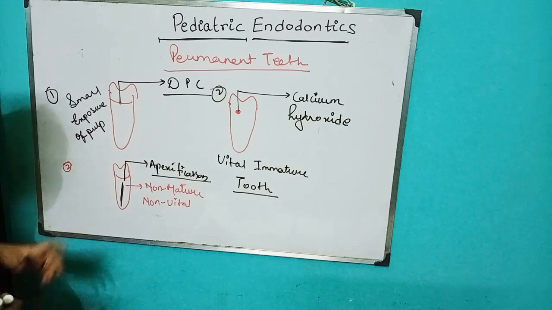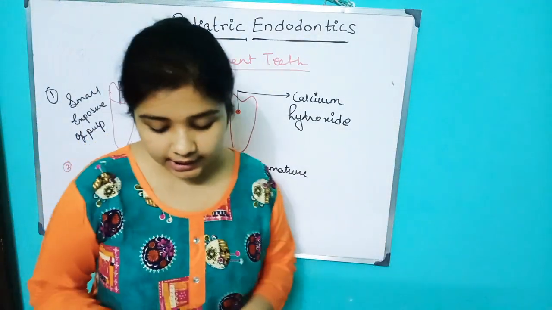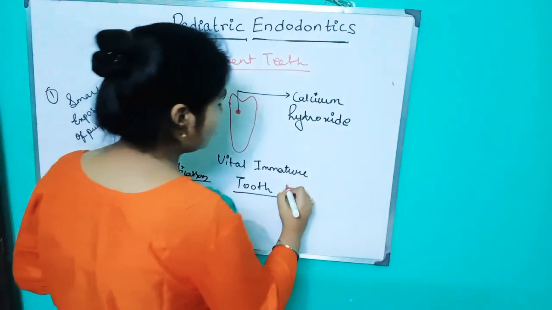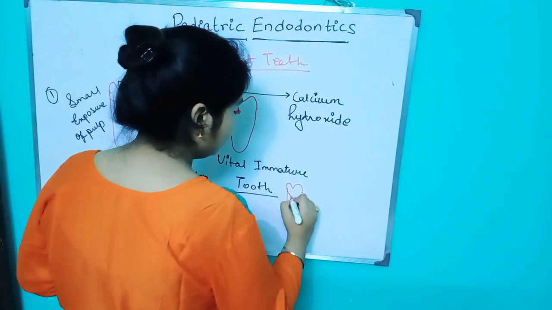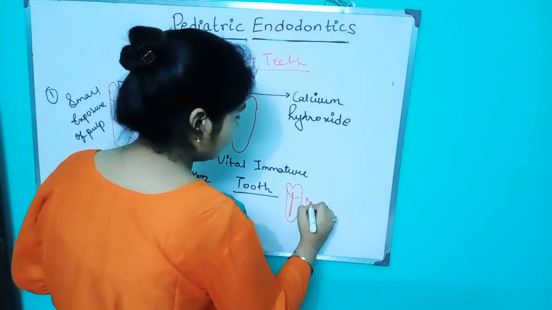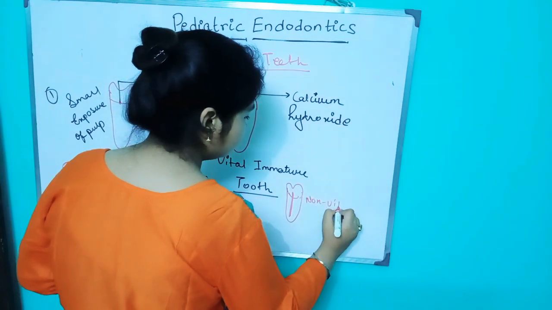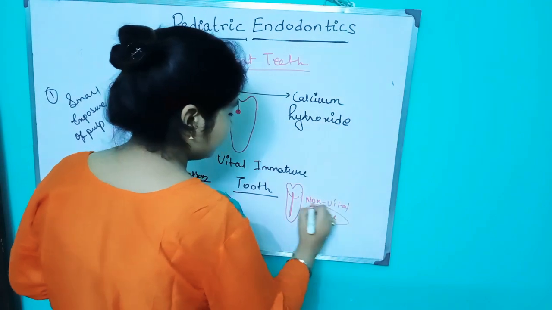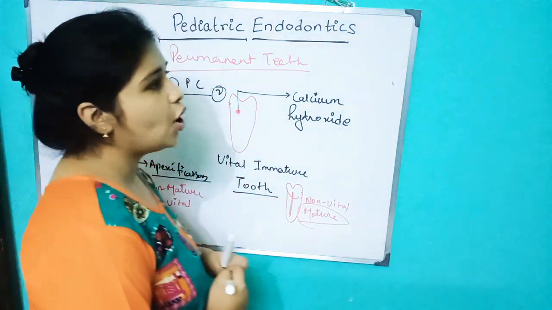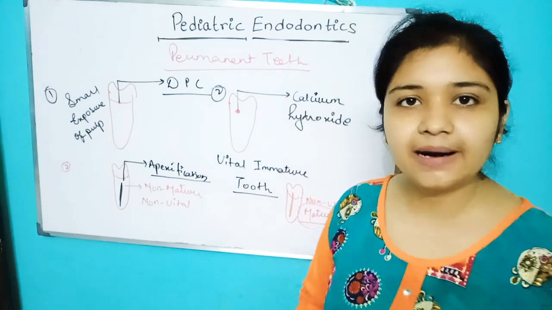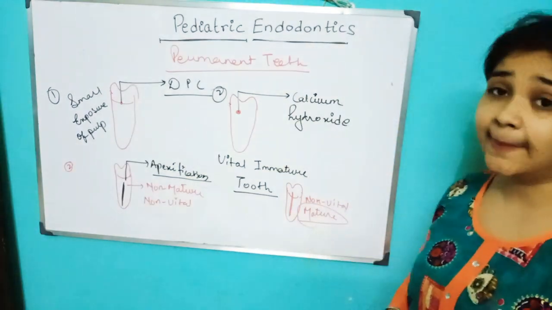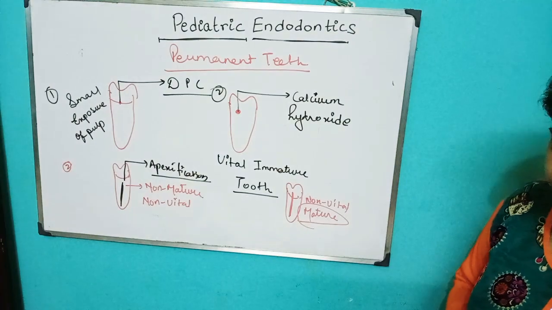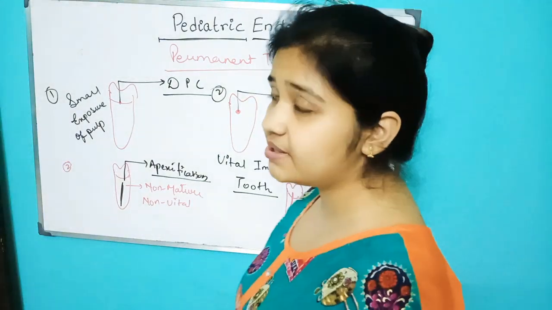Now your third topic. Okay, third is your non-vital mature tooth. Now the tooth is non-vital but mature tooth. It is not living, it is dead, but it is mature. At that time what we can do, it is a normal thing.